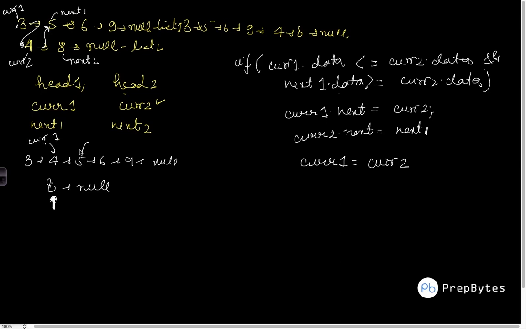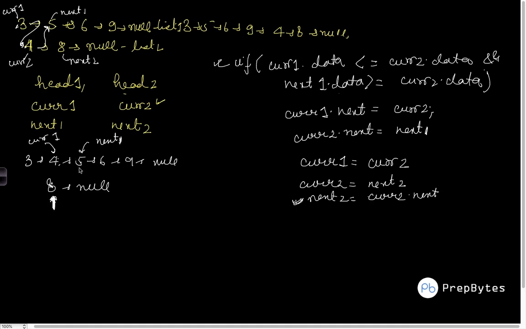Okay, the next one will remain as it is. It was next 1 before also. And my cur2 will be next 2, okay, and my next 2 will be cur2 dot next. Okay, so this is the situation. Now again the same thing will happen. Now this 8 will be checked. So now we check the same condition, whether 8 lies in between 4 and 5. No, I don't see 8 lying in between 4 and 5.